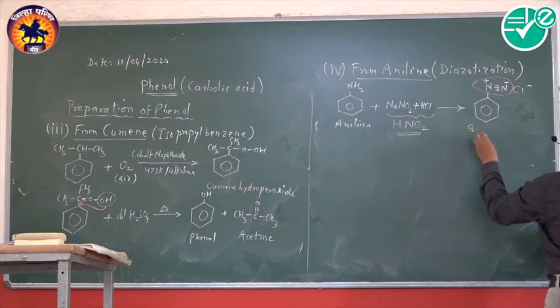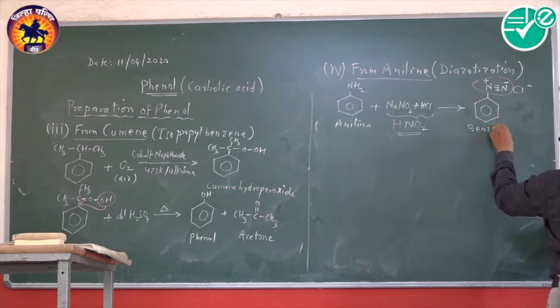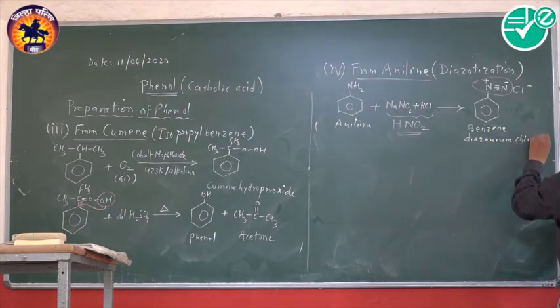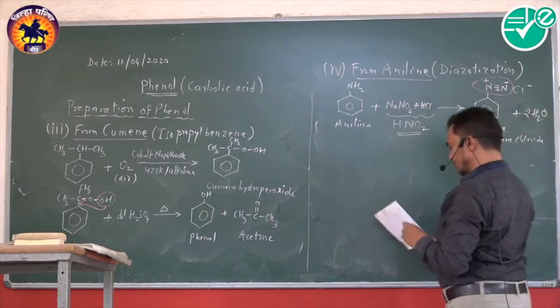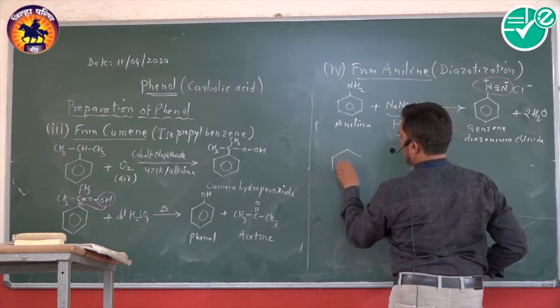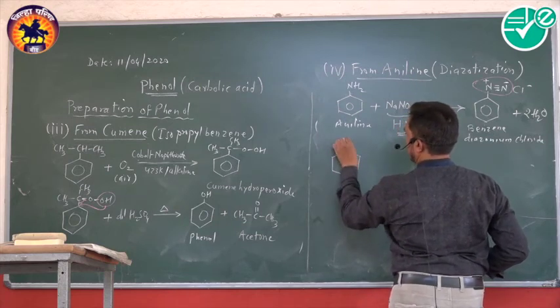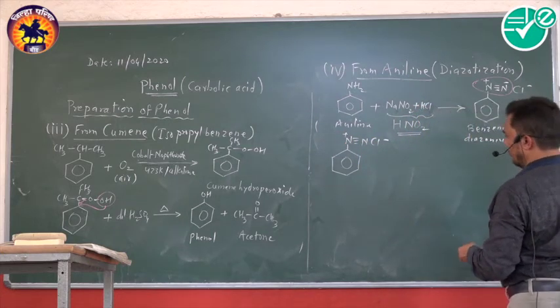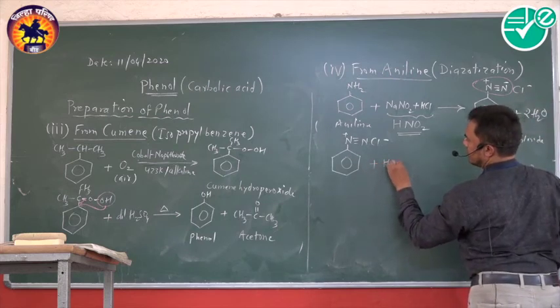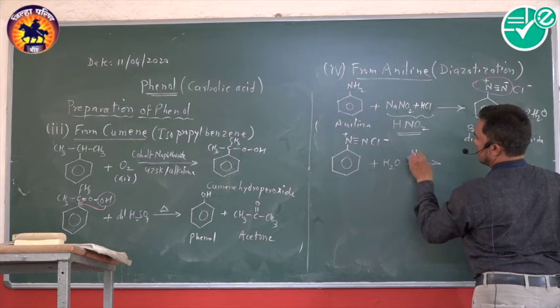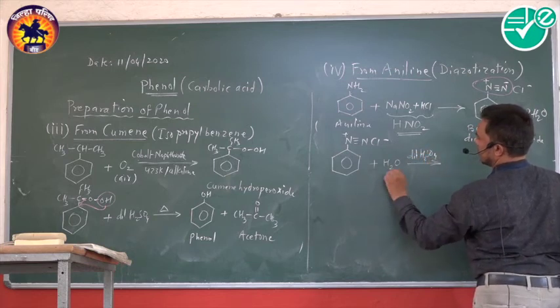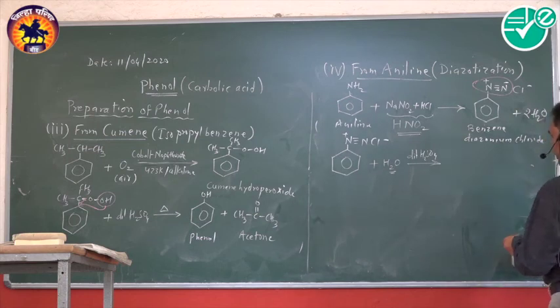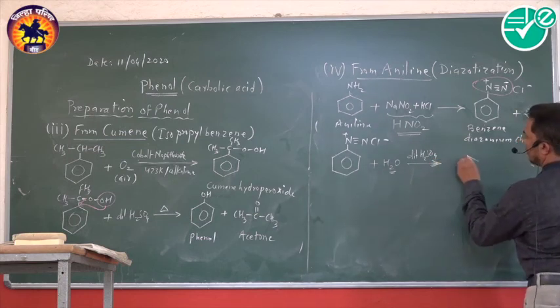So we'll write here benzene diazonium chloride plus 2H2O. Now this diazonium salt, with N triple bond N, further reacts with dilute acid such as sulfuric acid, reacting with the water molecule, is going to form phenol.